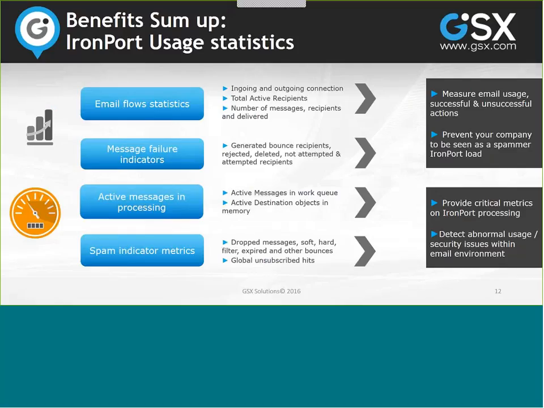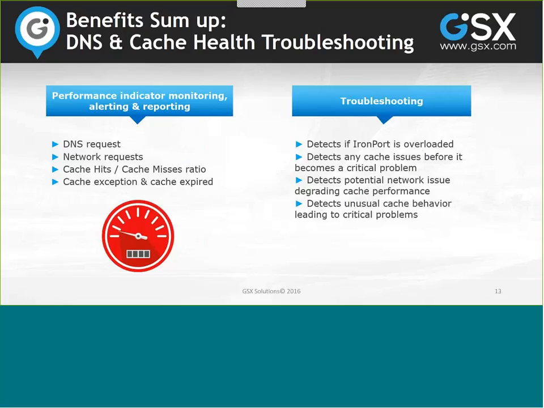And finally, the last very important part of the IronPort to monitor is the DNS and cache health. DNS requests, network requests, cache hits and misses, as well as all the exceptions can give you very good information about the health of the IronPort and give you some ability to be really proactive about it. If the cache has problems, the IronPort will be affected and all the users as well. So once again, it's a way for you to directly know where the problem comes from without having to check every IronPort separately to look for a potential issue.